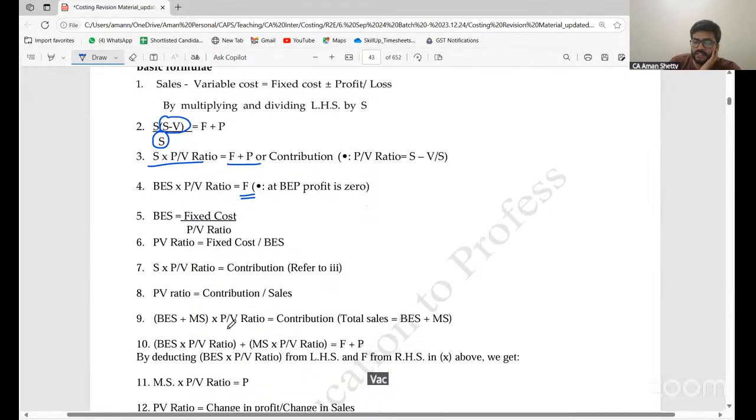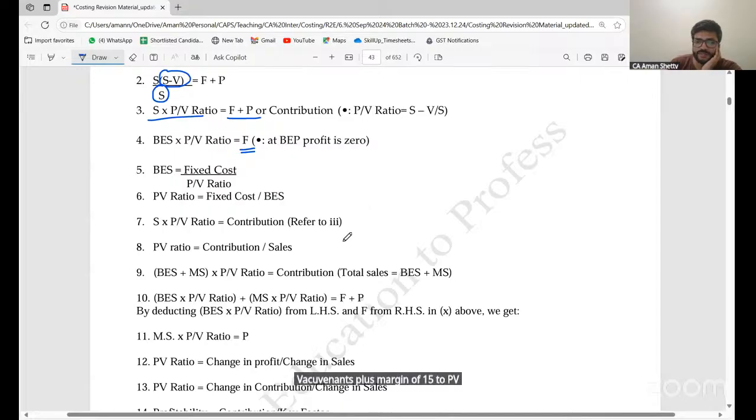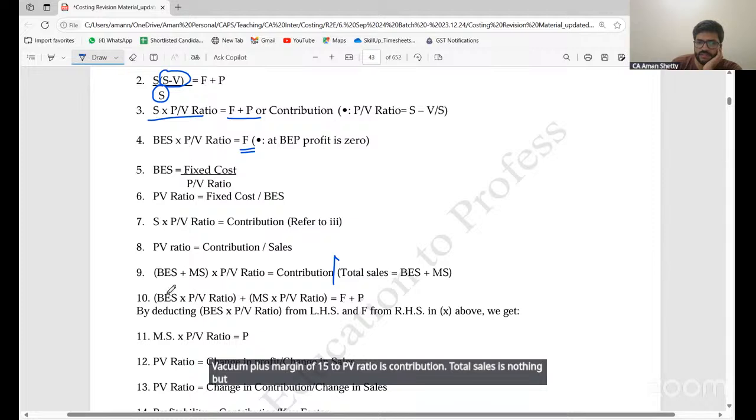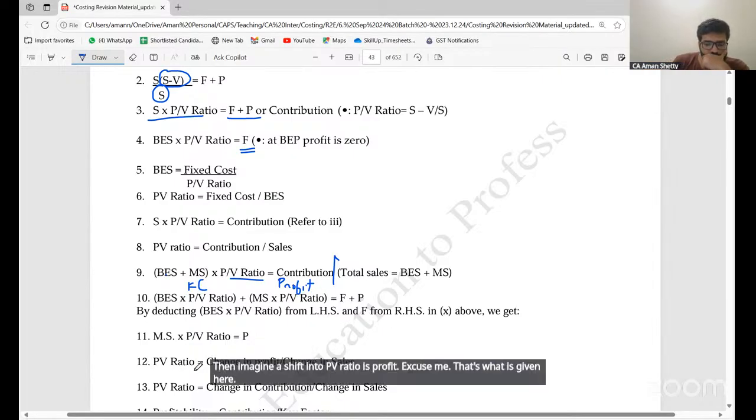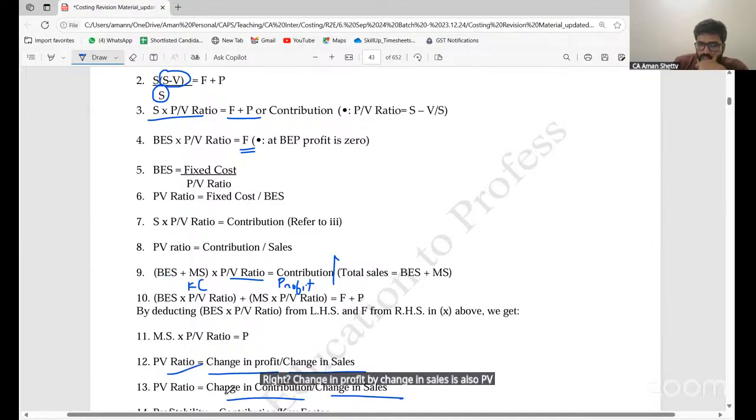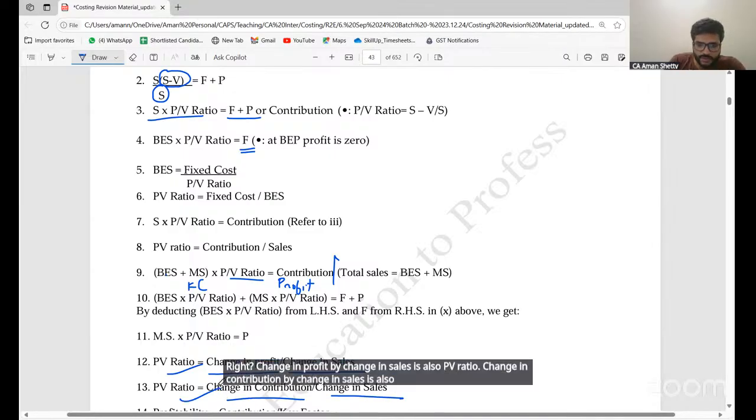Break-even sales plus margin of safety into PV ratio is contribution. Total sales is nothing but break-even sales plus margin of safety. Break-even sales into PV ratio will be my fixed cost. Then margin of safety into PV ratio is profit. That's what is given here. Right? Change in profit by change in sales is also PV ratio. Change in contribution by change in sales is also PV ratio.